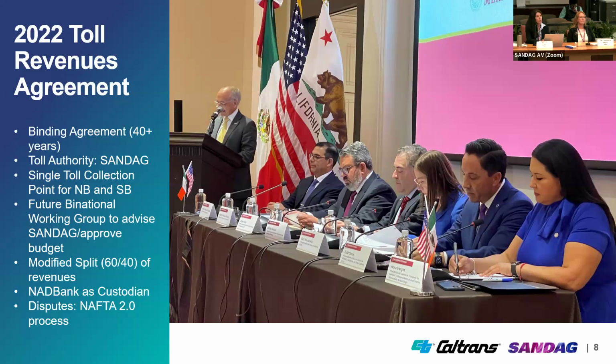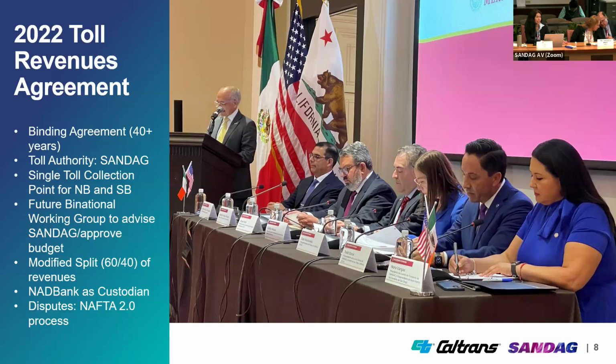That agreement also outlined the parties' commitment to create an advisory group that would advise the SANDAG Board of Directors on how tolls would be set and what the toll policy would be. It also provided that there would be an advisory position for SICT on the SANDAG Board of Directors to advise on toll setting and toll policy. The agreement also provided that the North American Development Bank would act as a custodian of the funds to actually hold the funds and do the split.